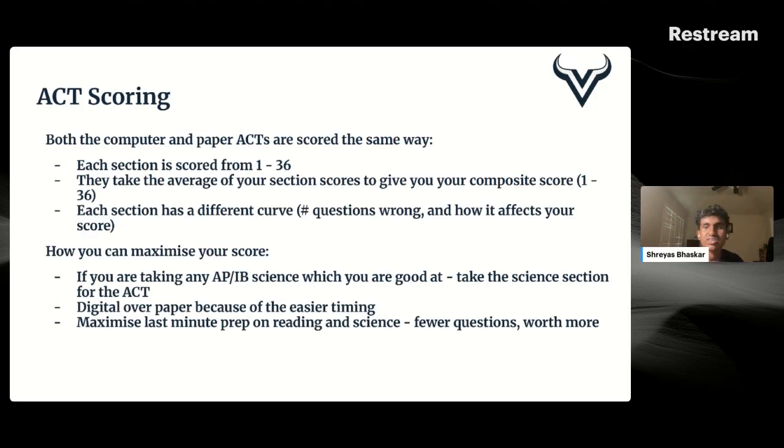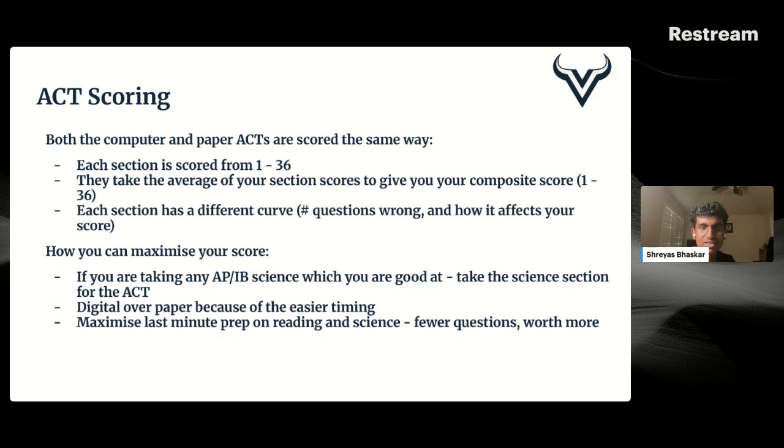Now, let's look at the scoring. So, both the computer and paper ACTs are scored the same way. They may have different curves, but each section is scored from 1 to 36, and they take the average of your section scores to give you your final composite score, which will be from 1 to 36.